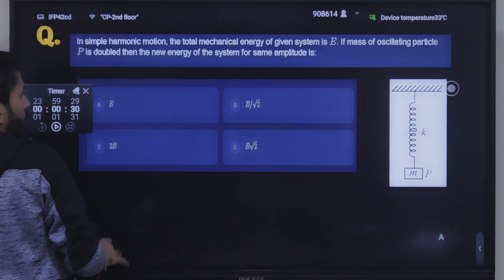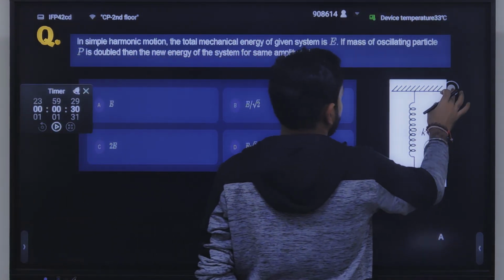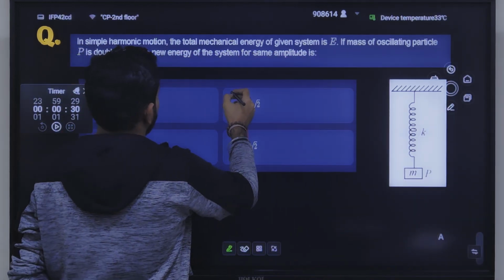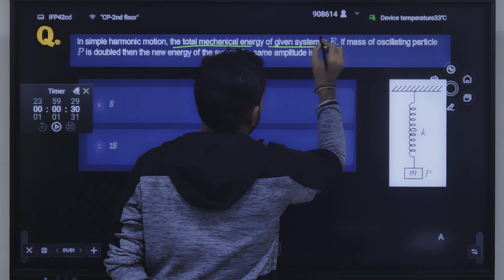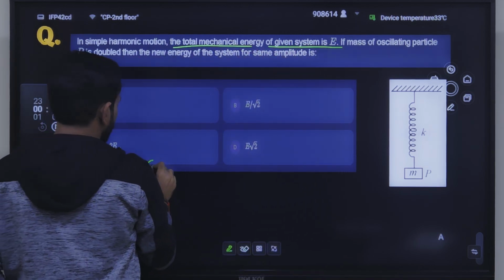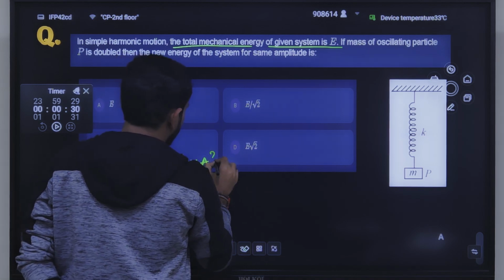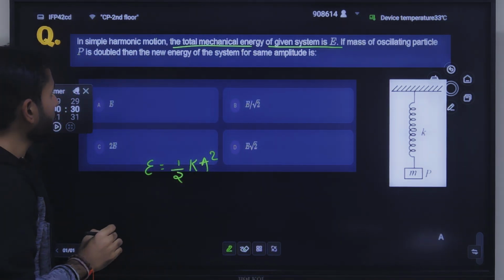Let's see what the correct answer is. I would say this is the first MCQ we got from this topic. See, in simple harmonic motion, the total mechanical energy of the given system is E. What is total mechanical energy? E is equal to half K A square. Correct, this was the formula.